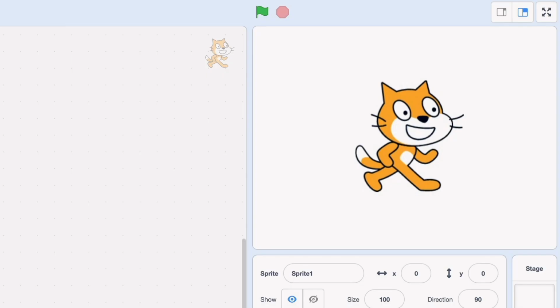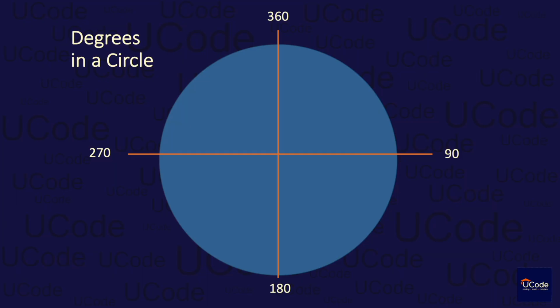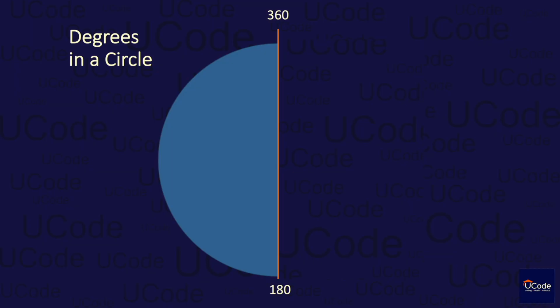So let's say our sprite is facing to the right, like this. If we wanted to rotate the sprite in a full circle and come back to the same position, how many degrees would we need to rotate it? 360. Yes, that is right, because there are 360 degrees in a full circle. And if we wanted it to face the opposite direction, how many degrees is that? 180. Correct, because that would be half a circle, or half of 360.